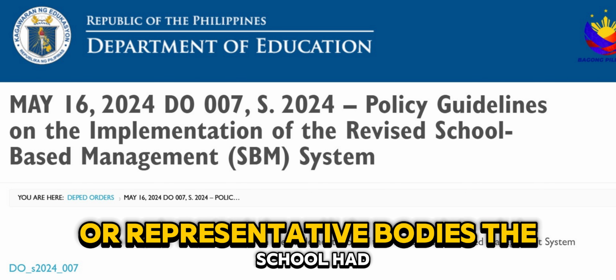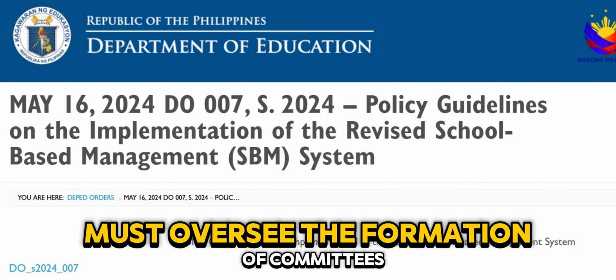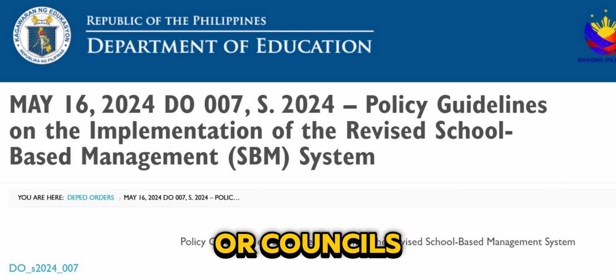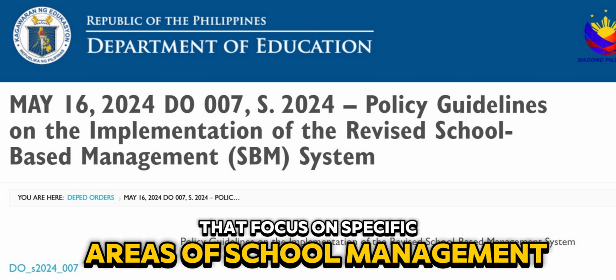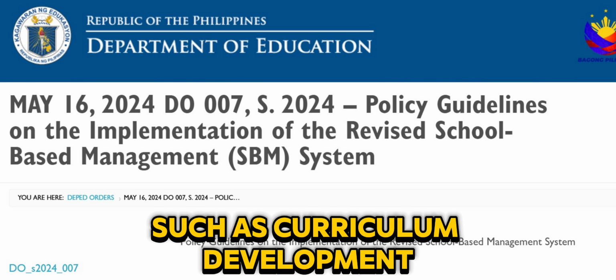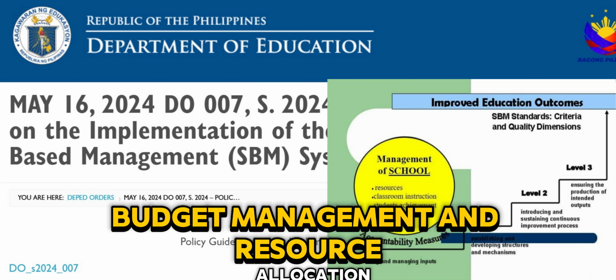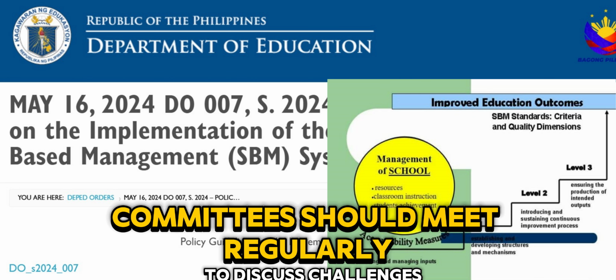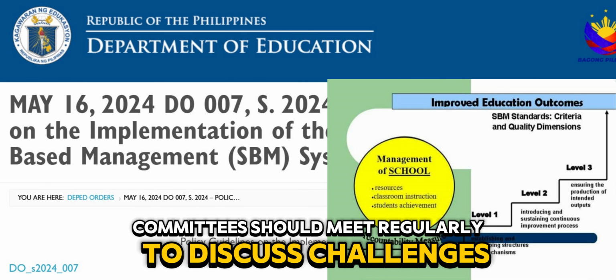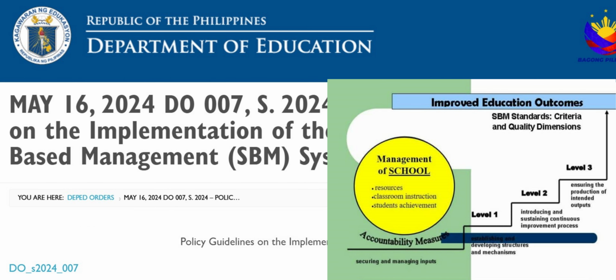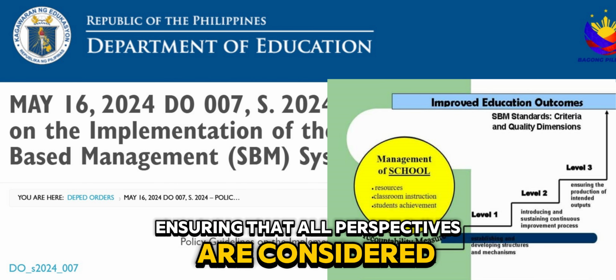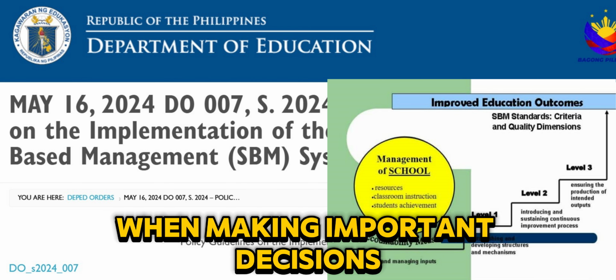representative bodies. The school head must oversee the formation of committees or councils that focus on specific areas of school management, such as curriculum development, budget management, and resource allocation. These committees should meet regularly to discuss challenges and opportunities, ensuring that all perspectives are considered when making important decisions.